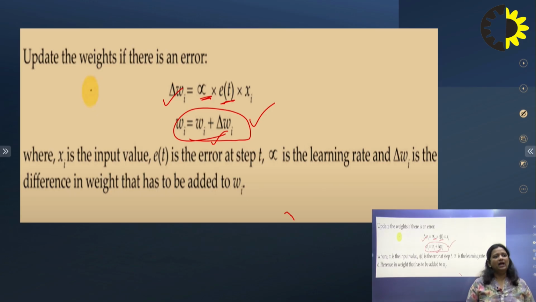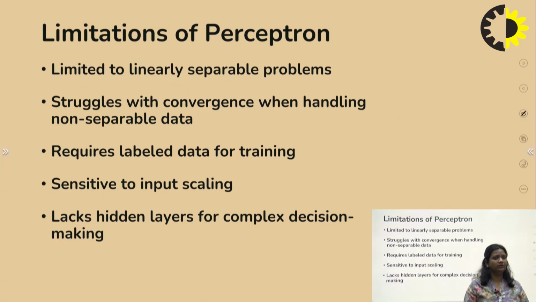t, alpha is a learning rate which is a constant value, and delta Wi is the difference in weight that we have to add to Wi. Delta Wi is the difference in weight that has to be added to Wi. Wi is the initial weight and this is the change in weight. Okay, so this is the perceptron learning rule.